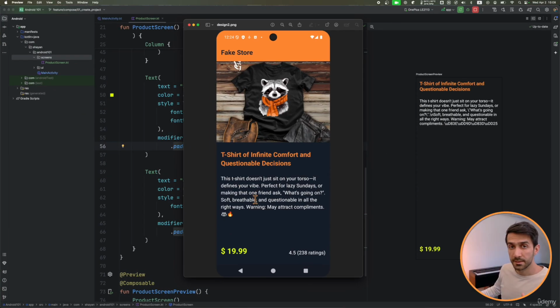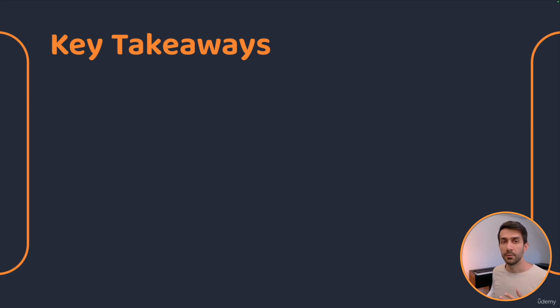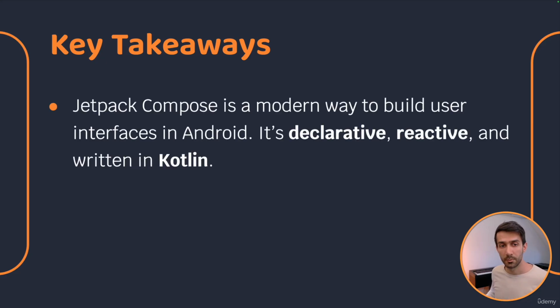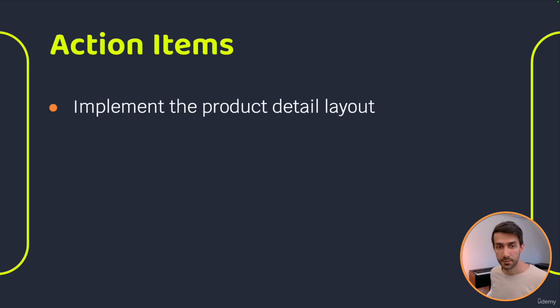So for this lesson, I think it's enough. There has been a lot of new terms, new stuff. Let it sink a bit. And with that being said, the key takeaway of this lesson was that Jetpack Compose is a modern way to build user interfaces in Android. It's reactive, it's declarative, and it's written in Kotlin. And the action point for now is to implement the product screen layout, but leave out the image. We will tackle that one in a separate lesson.